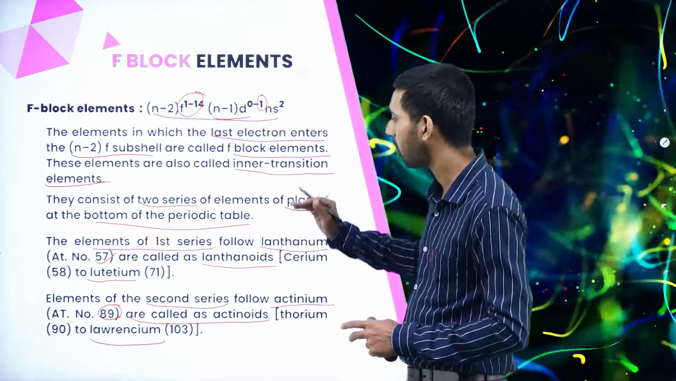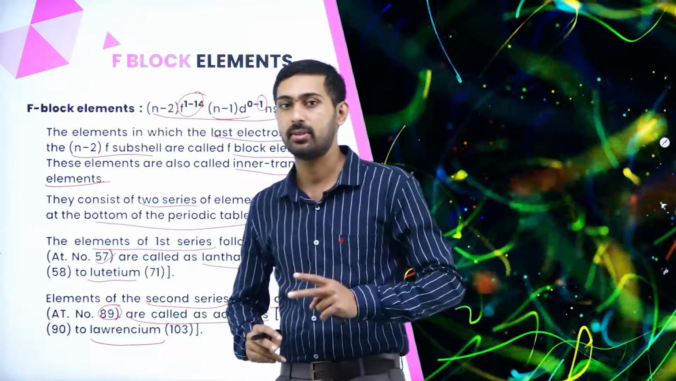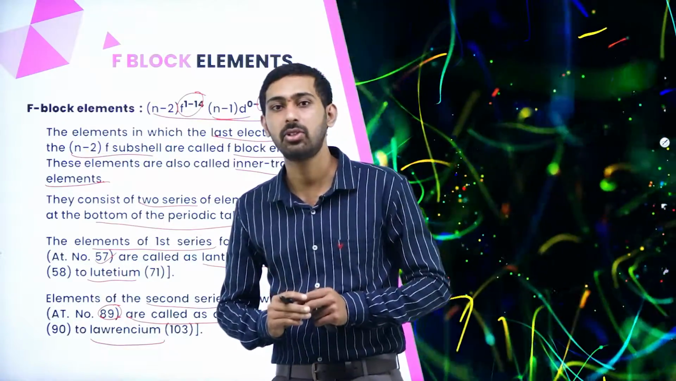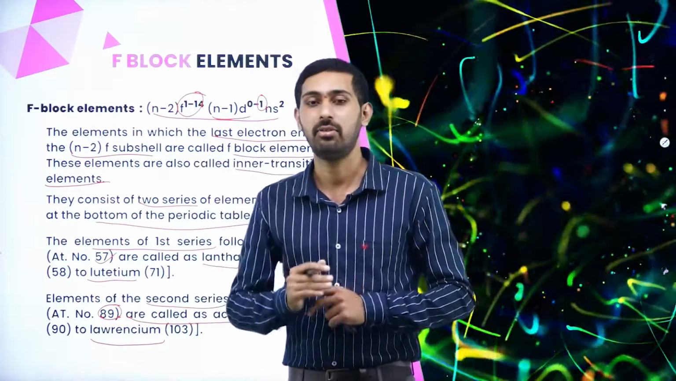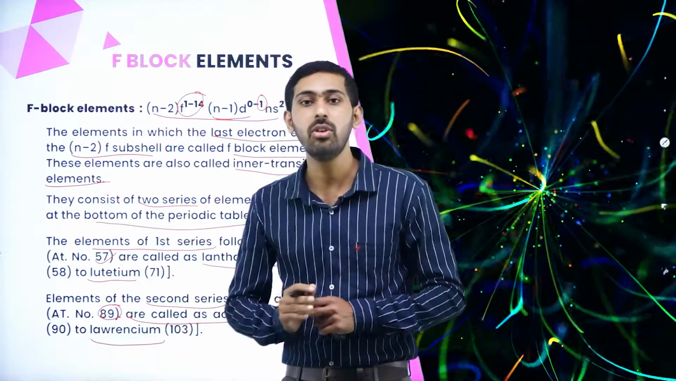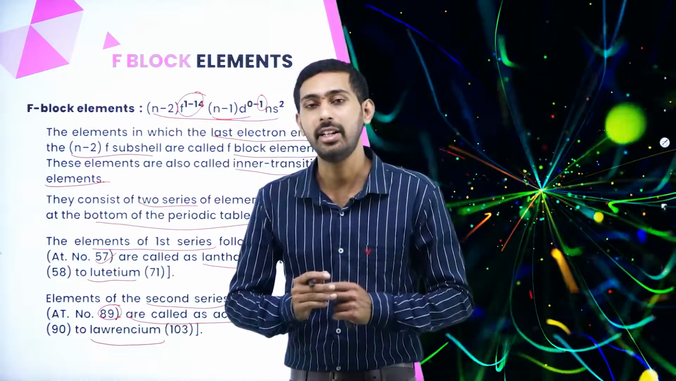Here, F block elements have two types. One is lanthanides and the other is actinides. Lanthanides have atomic numbers from 58 to 71. The elements with atomic numbers from 89 to 103 are called actinides.